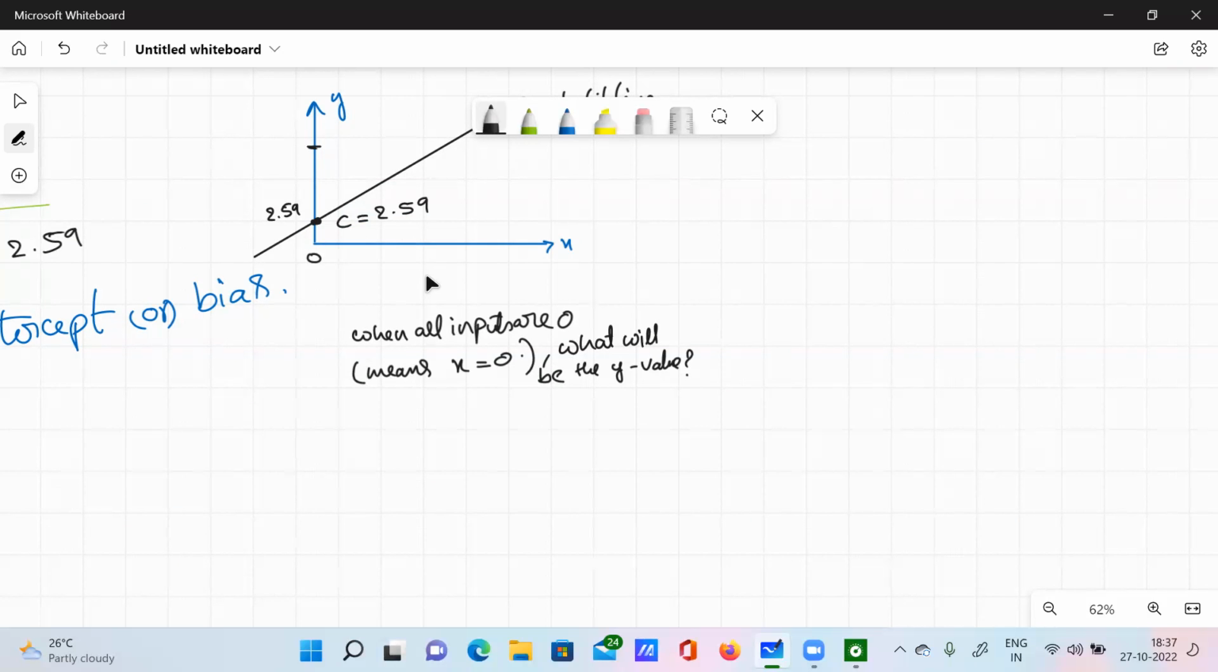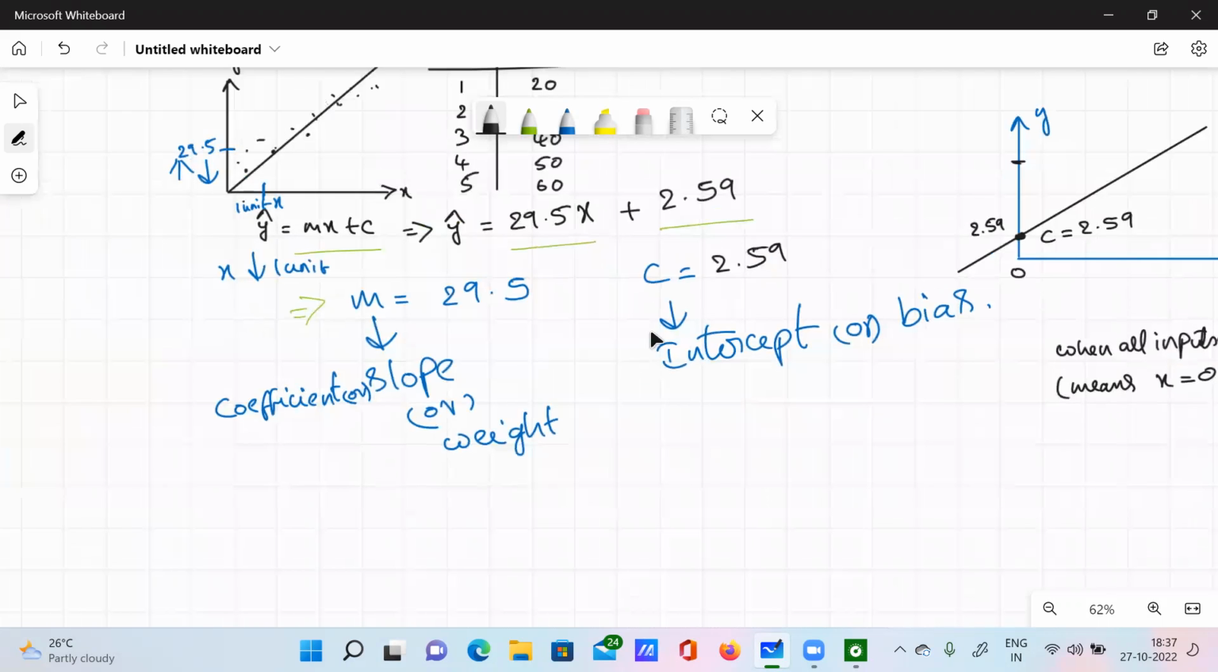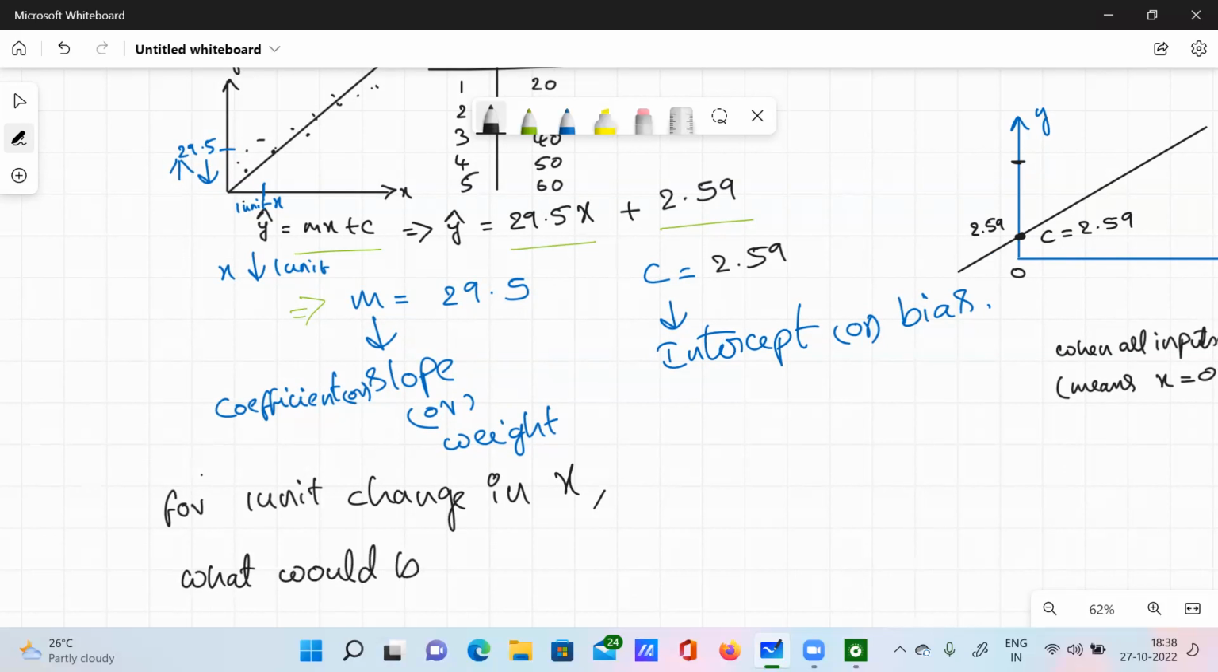You have already understood that. So did you get this particular point? That is what is meant by m. M is nothing but, for 1 unit of change in x, what would be the change in y? So this is the thing here.